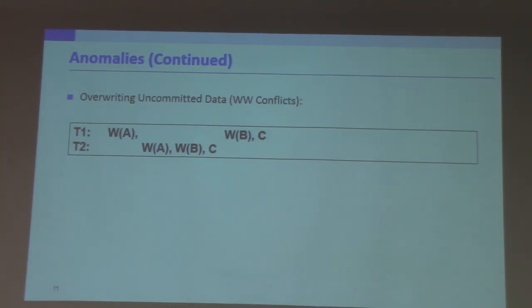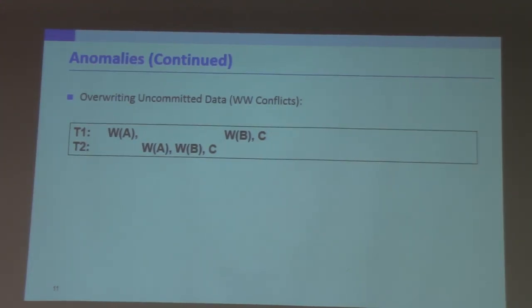It's really subtle, but if you think it through, you see why WW conflict is not okay for serializable isolation level. And this schedule, if you think about it, is actually totally okay for repeatable read isolation. So this schedule is allowed in repeatable read isolation level, but it's not okay in serializable isolation level. Do you follow the argument?